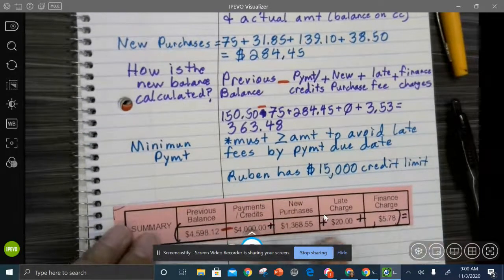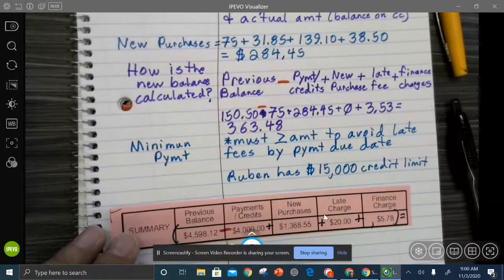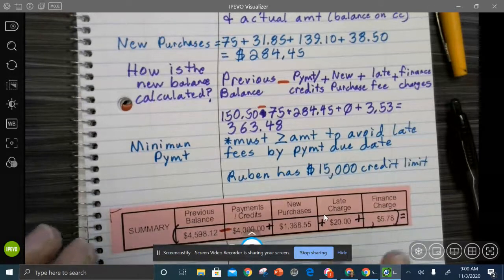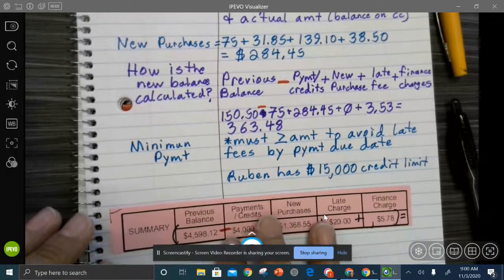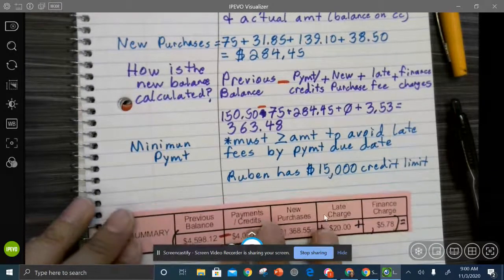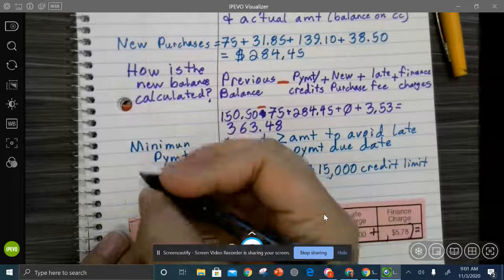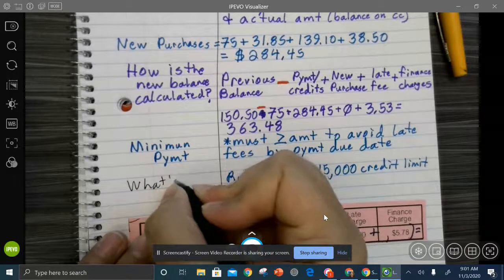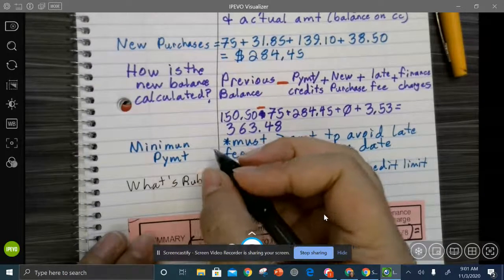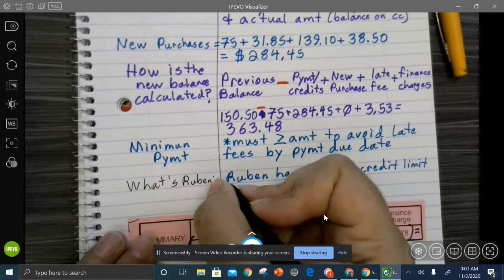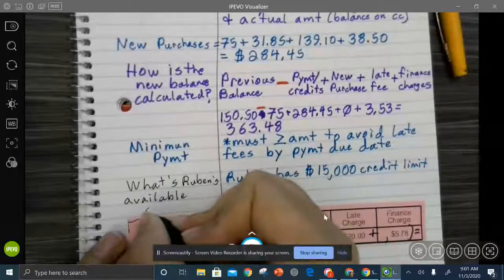So we're going to figure it out, everybody, what his new credit line is. Okay, so let's do this first. We're gonna do what we just did, everybody. We have to figure out his new balance, and his available credit.